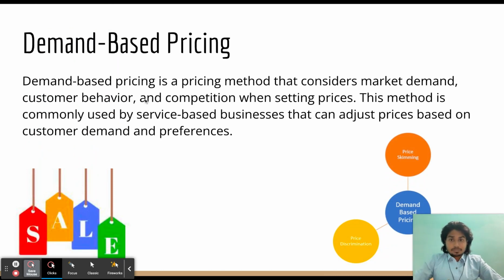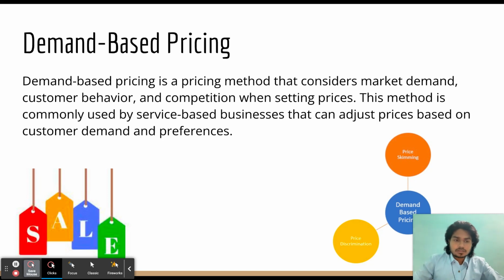This demand-based pricing strategy considers market demand, customer behavior, and competition when setting prices. So they set the price depending upon the demand, customer, and competition. But this method is mostly used only by service-based businesses, and I'll tell you why that is the case. Why only service-based businesses can use this strategy.